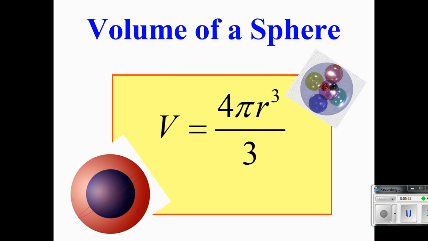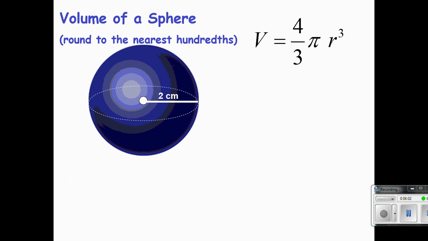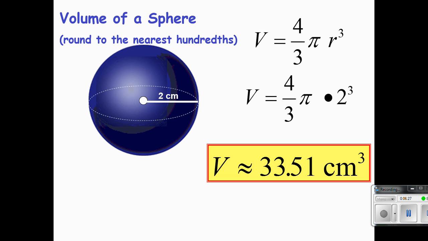Now let's write down what the volume of a sphere is. The volume of a sphere is 4 pi r cubed, the radius cubed, divided by 3. You might also see the formula written 4/3 pi r cubed. Either one means the same thing. Now that you have this formula written down in your notes, let's do an example. What is the volume of the sphere, rounded to the nearest hundredth, if the radius is 2 centimeters? I plug 2 in for r, and this time we cube it. So it's 4/3 pi times 2 cubed. In my calculator, I get 33.51 centimeters cubed.